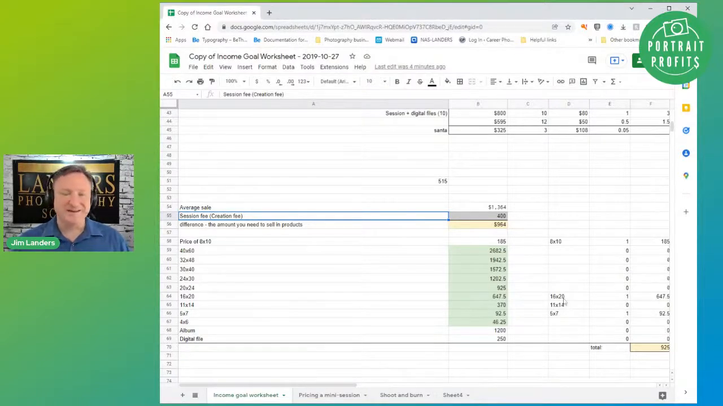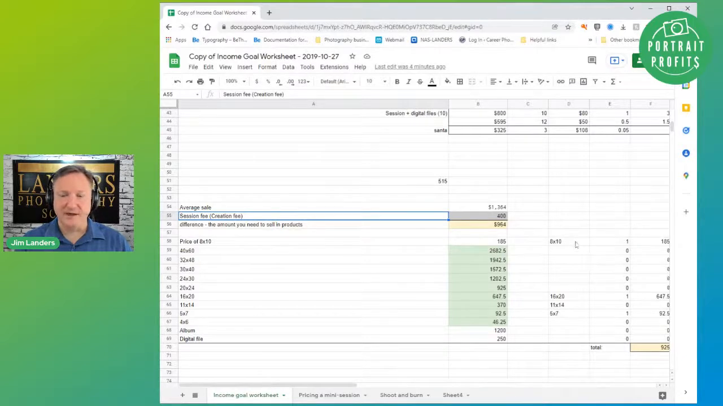This is what does my client order? Are they ordering just digital files? Are they ordering an album? Are they ordering different types of prints? And so for the last person I spoke with, they said the average person's going to get one 8x10, one 16x20, and one 5x7. That was for that person. And so we're going to use that for now.